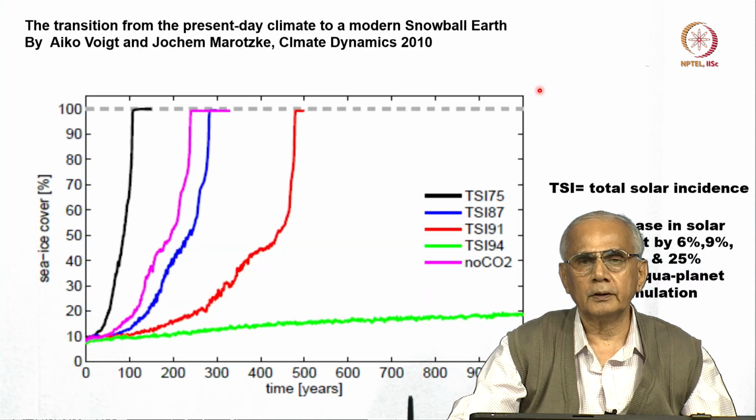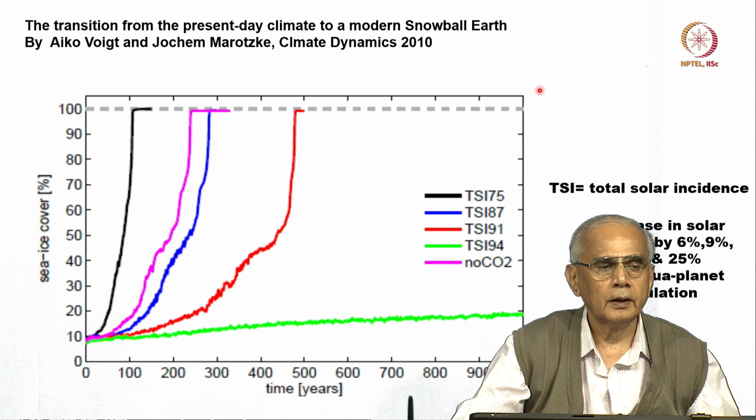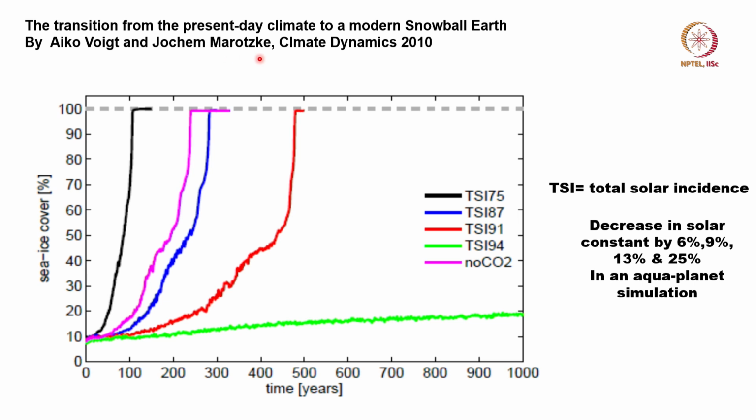Now I'm going to give you an example of some simulations done by Eiko Voigt and Joachim Marotzke from Germany, published in Climate Dynamics about 15 years ago, to show how Earth can go from present climate to snowball Earth if we change the incoming radiation. This is a thought experiment. It doesn't happen in the real world. So you just understand how sensitive the Earth's climate is to incoming radiation. So this TSI is total solar irradiance coming in.